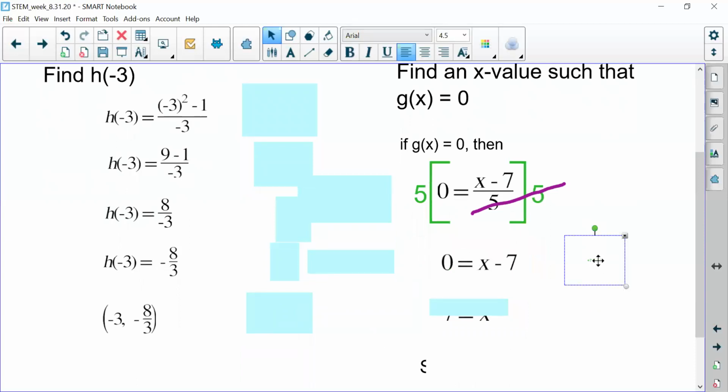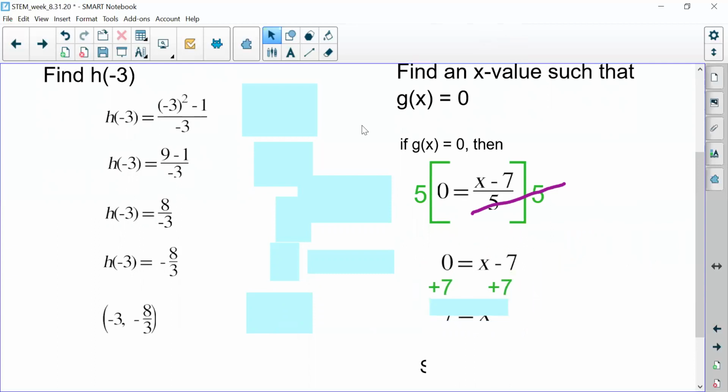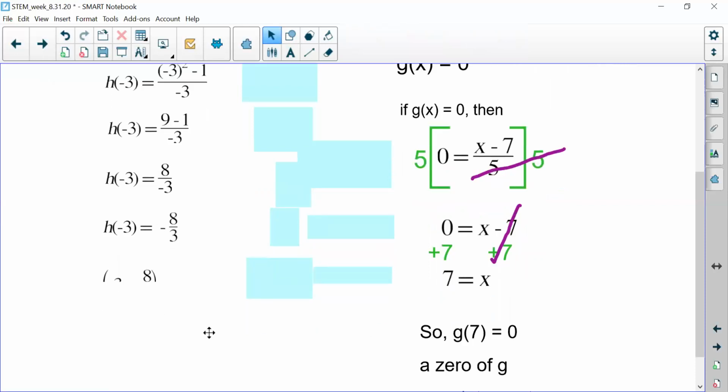So what undoes subtracting 7? Of course, adding 7 undoes that. So you're going to add 7 on both sides. Minusing 7 and adding 7 cancel each other out. 0 plus 7 equals 7. So voila, x equals 7.